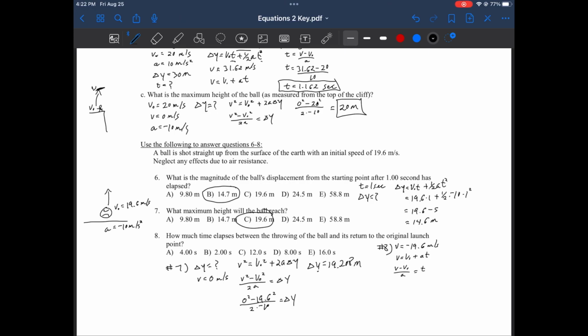So our VOTAT equation, rearrange the VOTAT equation, we get v minus v naught over a is equal to t. That comes from v is equal to v naught plus at. So we get, plugging in, negative 19.6 minus 19.6 over negative 10 is t. And then once we do the calculation, we're just going to match it up, 3.92 seconds. Best answer is A, 4.